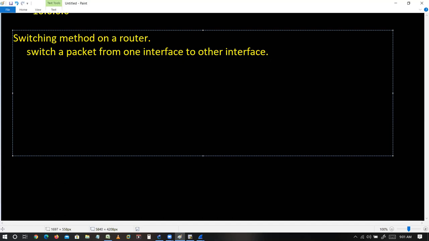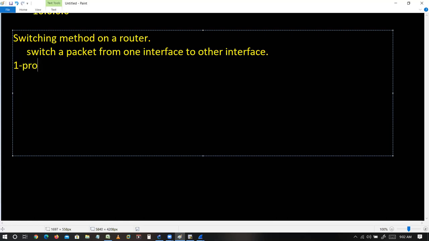So we have three types of switching. The first one is, any idea guys? The switching type of router. Atif, any idea? Switching method on a router. Akram, any idea? Are you talking about the data plane, control plane? No, that is a different thing. Because whether it receives data plane or control plane, it will send one packet from one interface to another interface. So that is the switching method. Okay, let me tell you.